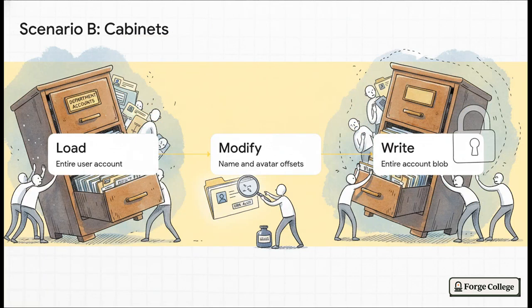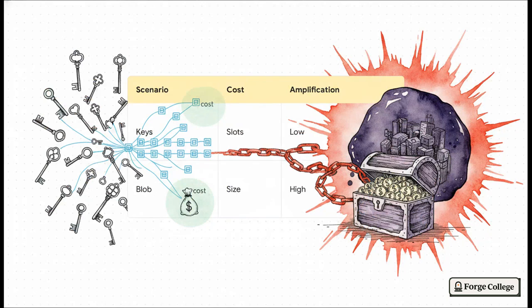But now look at Scenario B, the cabinet model. Let's say you just want to update a single user's avatar. Well, you have to haul up the entire department cabinet, load that whole profile into memory, tweak the name and avatar offsets, and then heave the whole heavy thing back. And the real kicker? While you're holding that folder, you completely lock out anyone else who's trying to access that same cabinet.